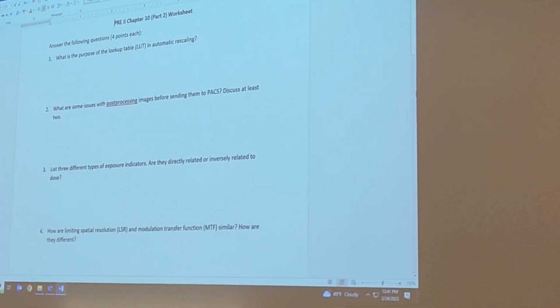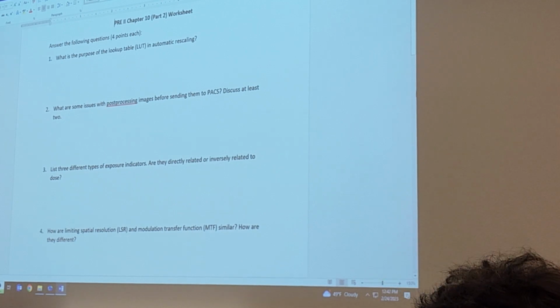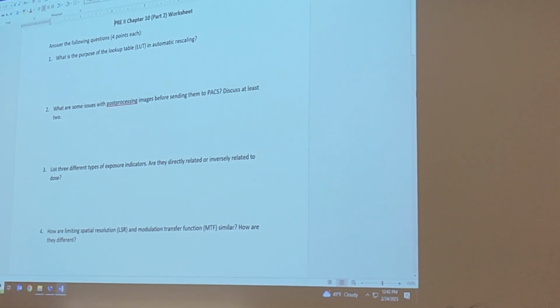Good. So that is the purpose of the lookup table, right? It is the histogram that we run our original data through to get the new brightness values, the new luminance values used in our final image. Good. So, Angelica, number 2, please.